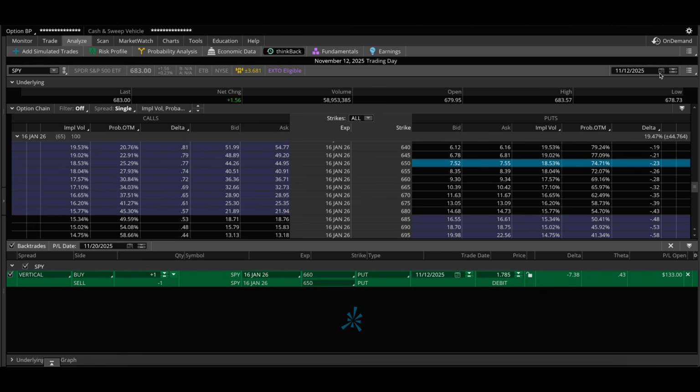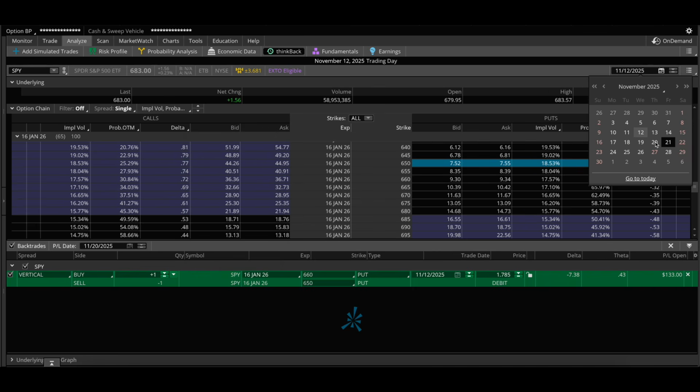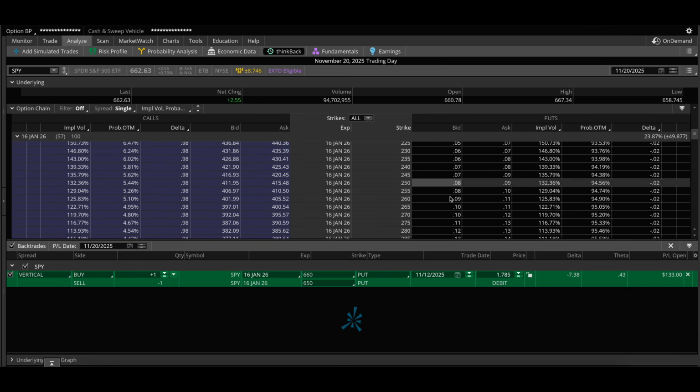So let's go ahead and fast forward to November 20th here to see what this spread would actually look like in the options chain.